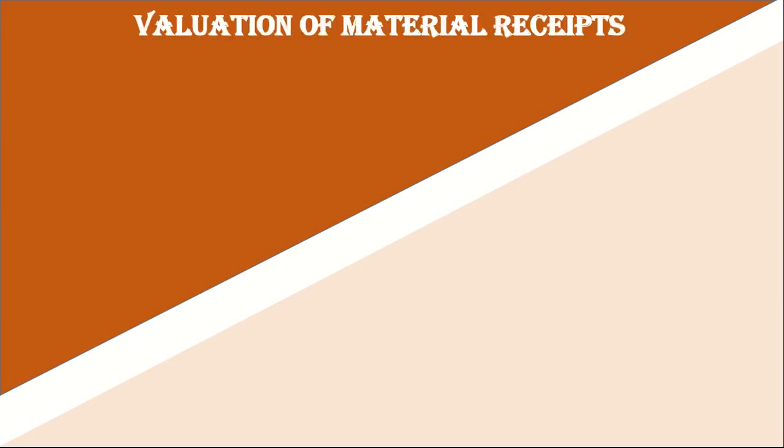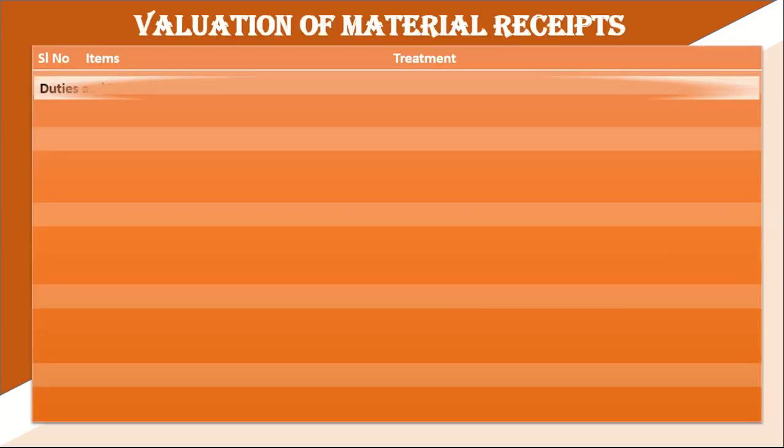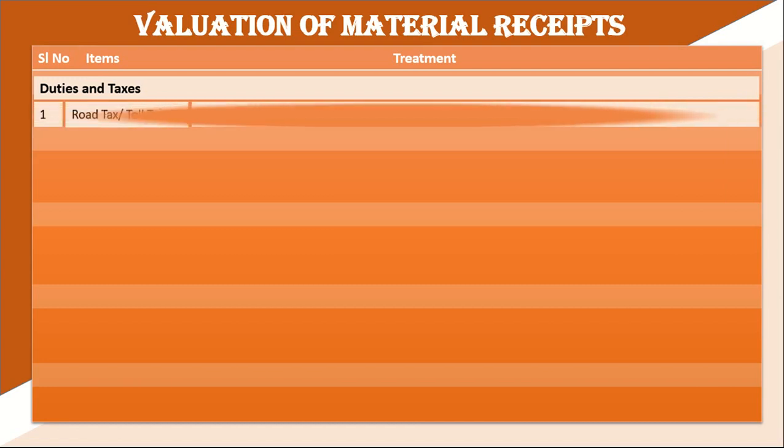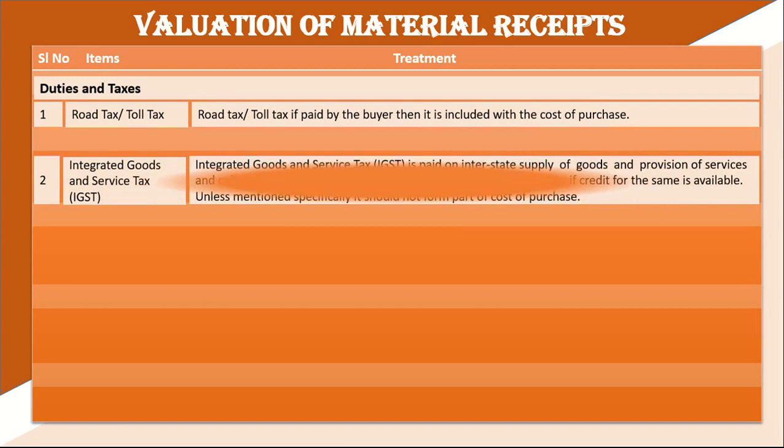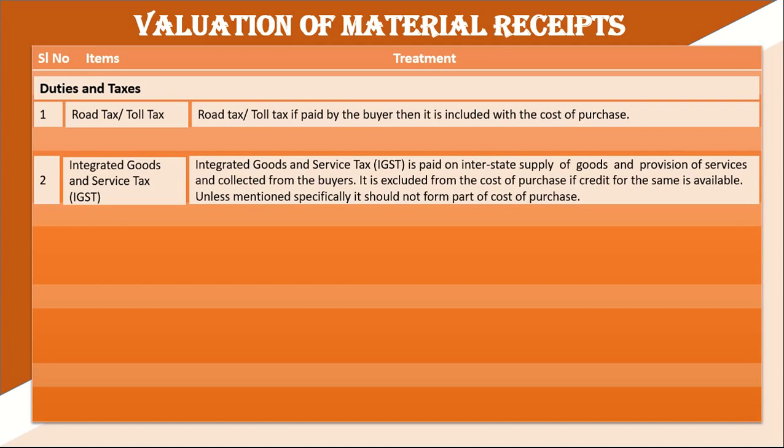Duties and taxes. Road tax/toll tax. Road tax/toll tax, if paid by the buyer, is included with the cost of purchase. Integrated goods and service tax, IGST. IGST is paid on interstate supply of goods and provision of services and collected from the buyers. It is excluded from the cost of purchase if credit for the same is available. Unless mentioned specifically, it should not form part of cost of purchase.